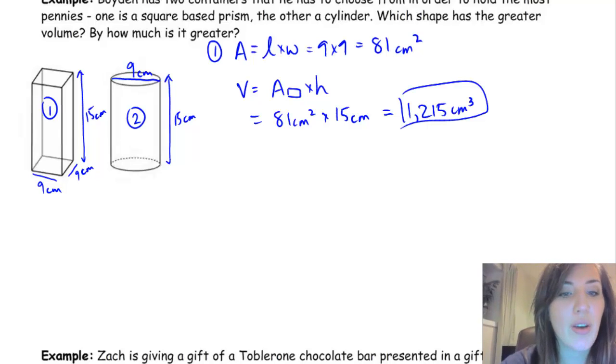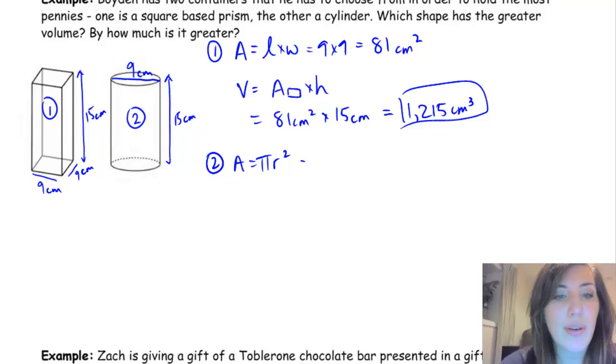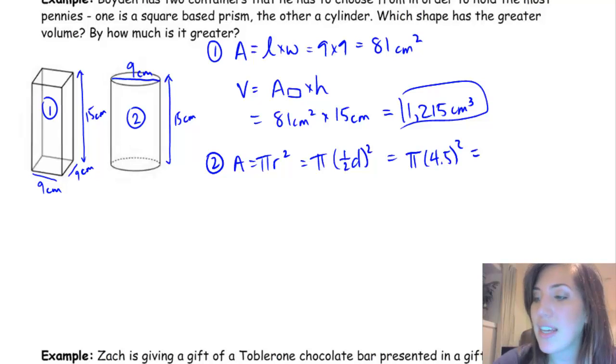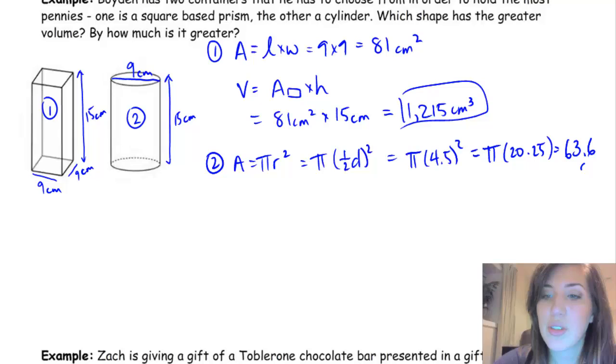All right, let's check out the second container now. The area of the base is pi r squared, and so that would be pi times, oh, we don't know r, but we do know the diameter, so we're going to say half of the diameter is the same as r. And so if we know the diameter is 9, then half of that is 4.5 squared, and that gives us pi times 20.25, which gives us a total of 63.6 centimeters squared.